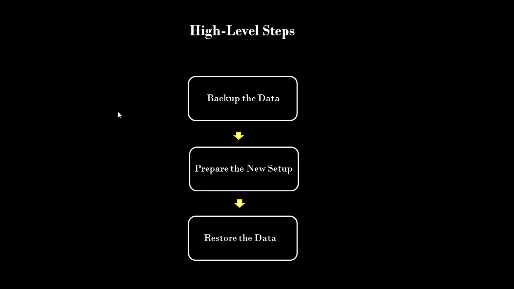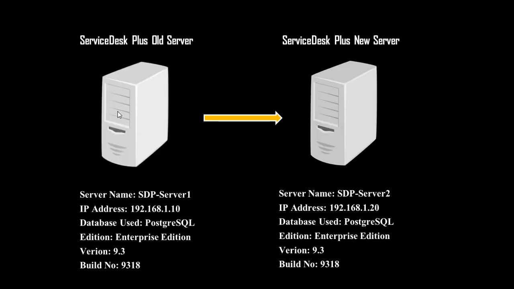The data could be migrated only if both the ServiceDesk Plus build numbers match. This ServiceDesk Plus build number is 9318. So we could migrate the data only to another 9318 setup. If you are on a lower build number, you could probably upgrade your setup to the latest one and plan the data migration.